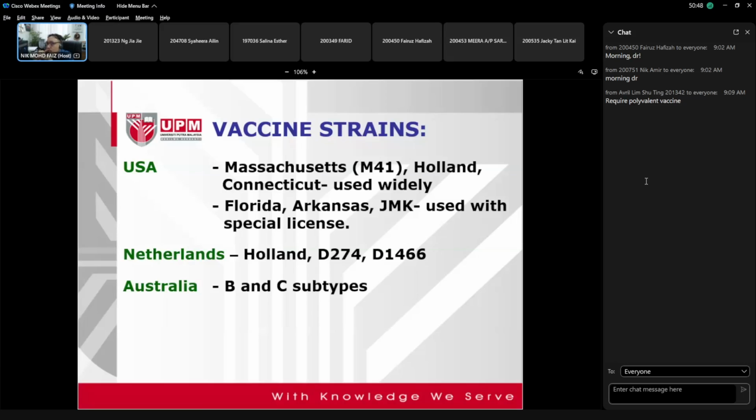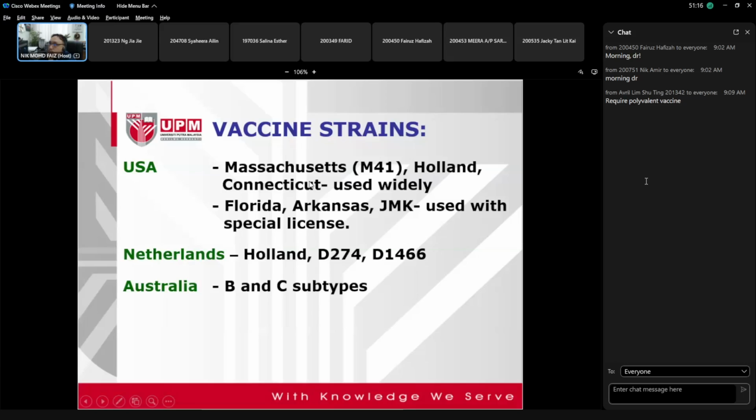This is the strain name. The strain name they name it based on where the virus was isolated. Massachusetts lah, Holland lah, Connecticut. Okay, so these are the strains. Netherlands, they use the Holland strain and then these other vaccine strains lah. Australia, they use B and C subtypes. In Malaysia, most of the time we use the Massachusetts strain, M41.